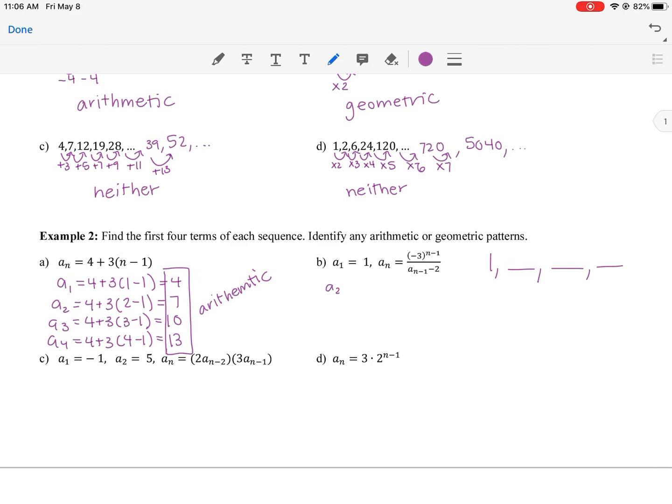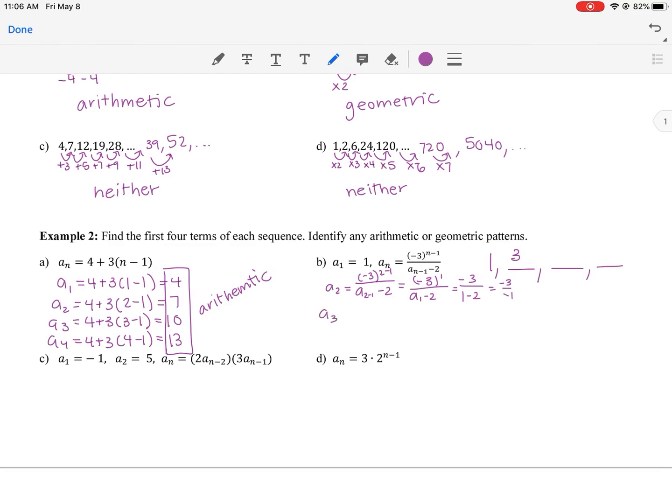So if I wanted a sub 2, what I'm going to do for that is negative 3 to the 2 minus 1 all over a sub 2 minus 1 subtract 2. So we're really doing negative 3 to the first all over a sub 1 minus 2. And what you've got to remember here is that a sub 1 is 1. So we're doing negative 3 to the first is negative 3, all over a sub 1 is 1 minus 2. So we'd have negative 3 over negative 1, so we get a positive 3.